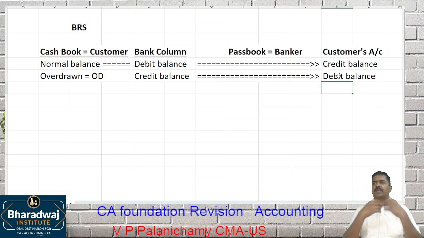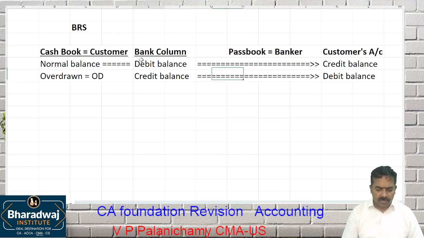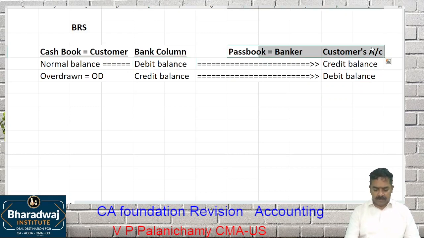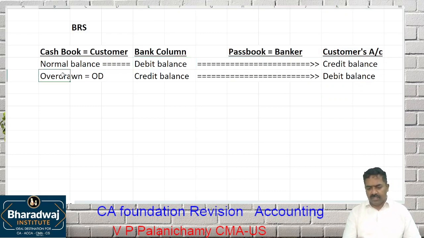Let's assume you are the customer, I am the banker. Clear. Normally you will have a debit balance, and in my books you will show which balance? Credit balance. If it is overdrawn, it will have an opposite balance. It will have an opposite balance. Pay attention. What is BRS?